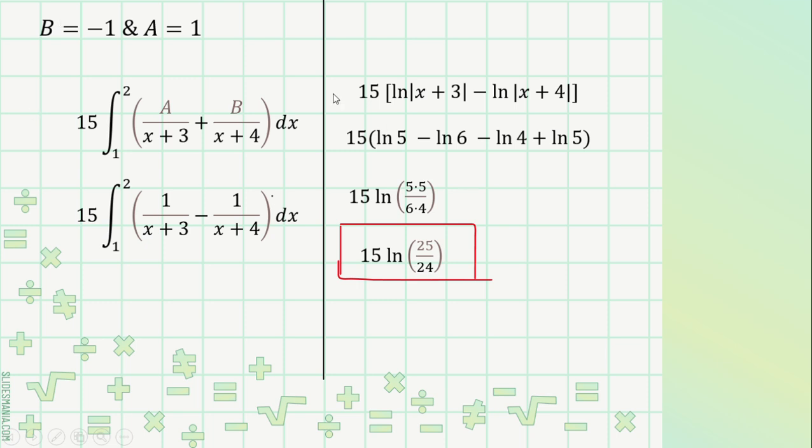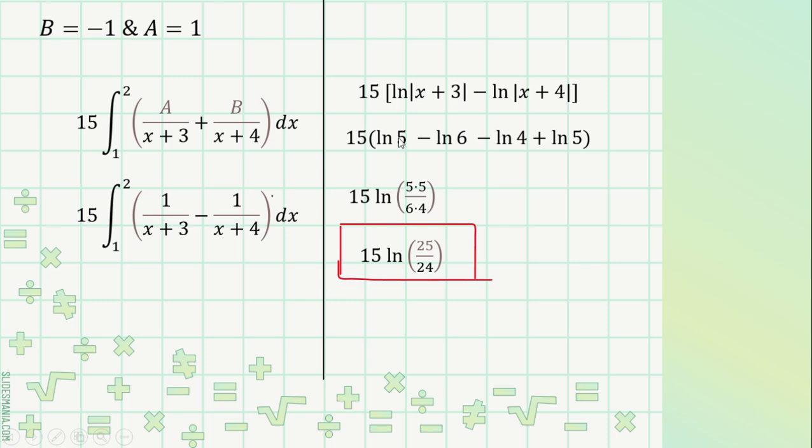Okay, so still like before, we replace a with 1 and b with minus 1. A will be 1 over x plus 3, and b will be minus 1 over x plus 4 dx. Now we integrate it from 1 to 2, but before that we integrate first, giving ln of x plus 3 minus ln of x plus 4.